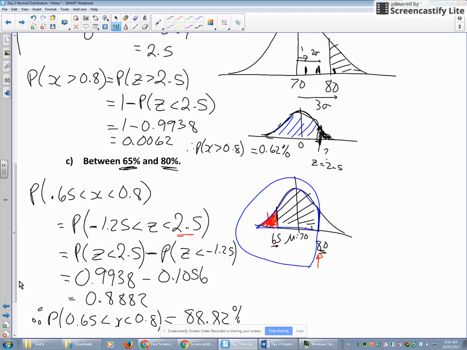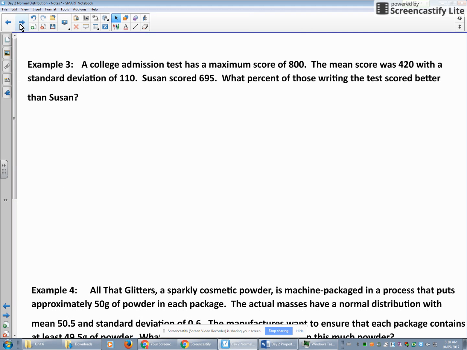Finally, we'll do the last question. There's two more questions. A college admission test has a maximum score of 800. The mean score was 420 with a standard deviation of 110. Susan scored 695. What percent of those writing the test scored better than Susan? Now, we're not told that this is a normal distribution, but we assume that on a college admissions test, there's a large number of data points.